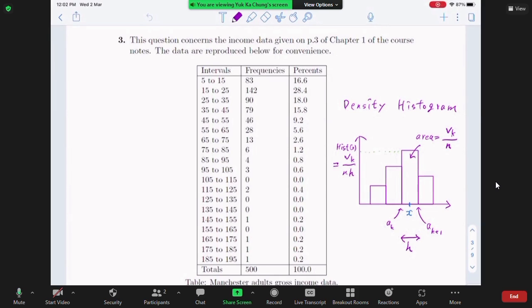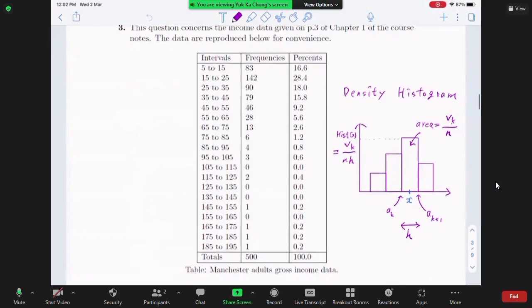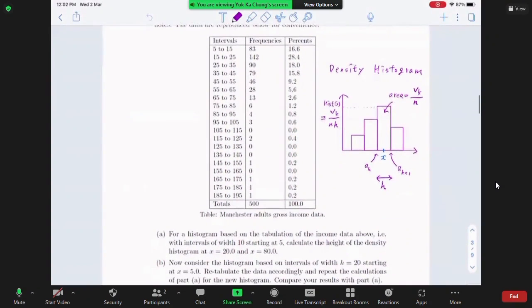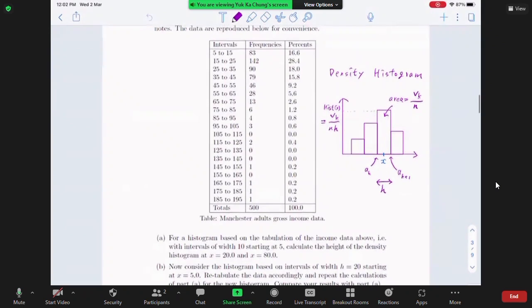Now based on this, maybe you can try to work on question number 3. You are given a frequency table, and if we construct a histogram based on this table, what will be the height of the density at x equal to 20 and at x equal to 80? Just based on this formula, try to compute this density value for part A and also for part B.